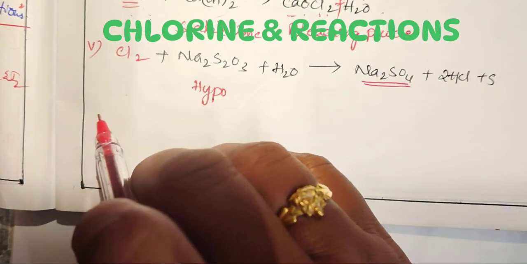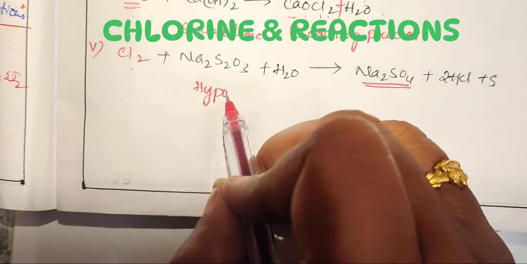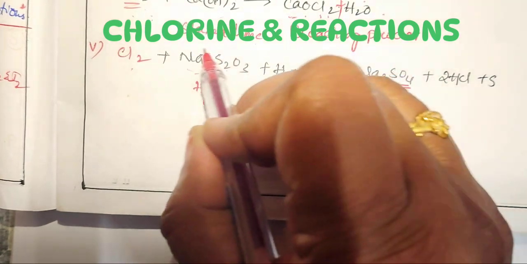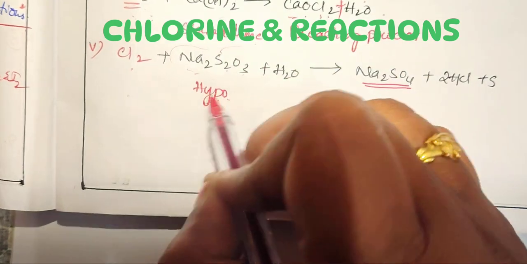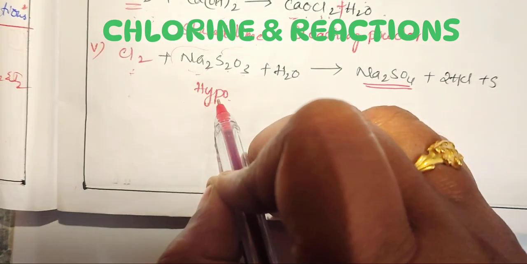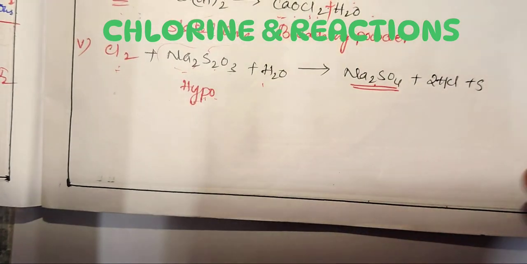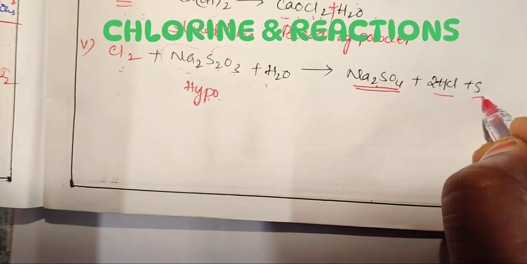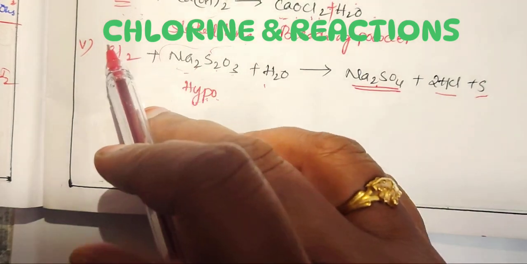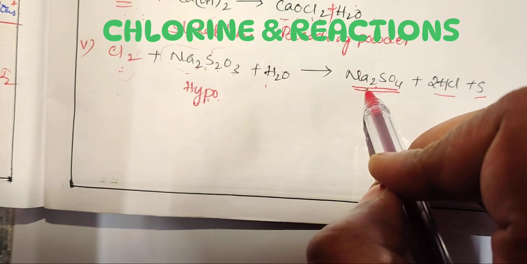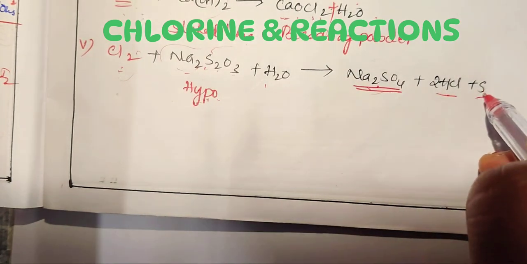And the fifth is the reaction of chlorine with hypo. Here the formula is Na2S2O3. This is the formula for hypo. When chlorine reacts with hypo along with water, it produces sodium sulfate along with HCl and sulfur. The reaction of chlorine with hypo produces majorly sodium sulfate, HCl and sulfur.